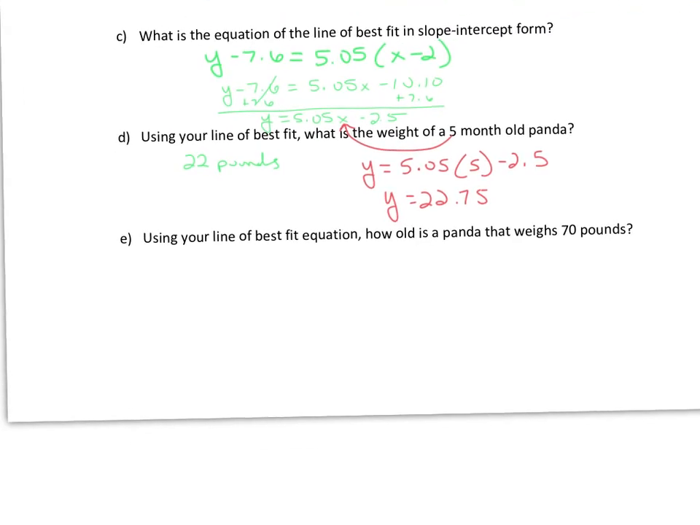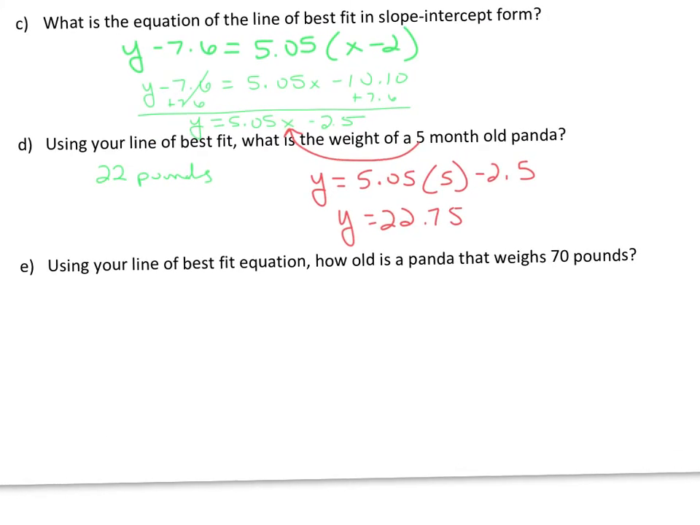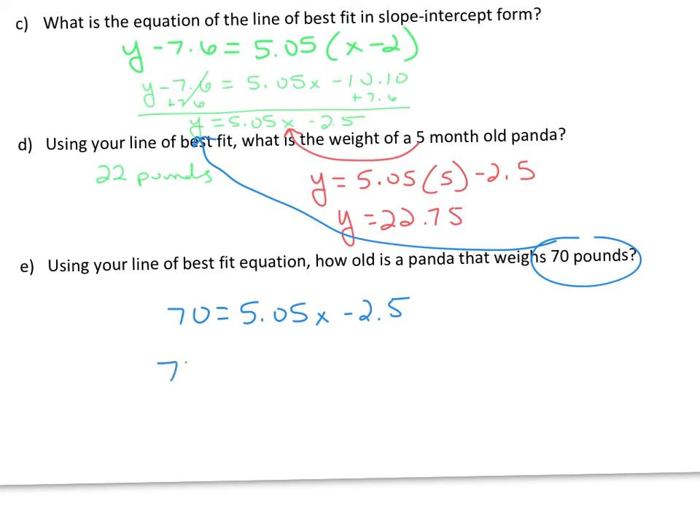Okay, so now using your line of fit equation, how old would the panda be if it weighs 70 pounds? All right, so we're going to plug in 70 for the y because that's my y value. So 70 equals 5.05x minus 2.5. So 72.5 equals 5.05x. I just added that 2.5 over. And now I'm going to divide 72.5 by 5.05. And I ended up with 14.4.